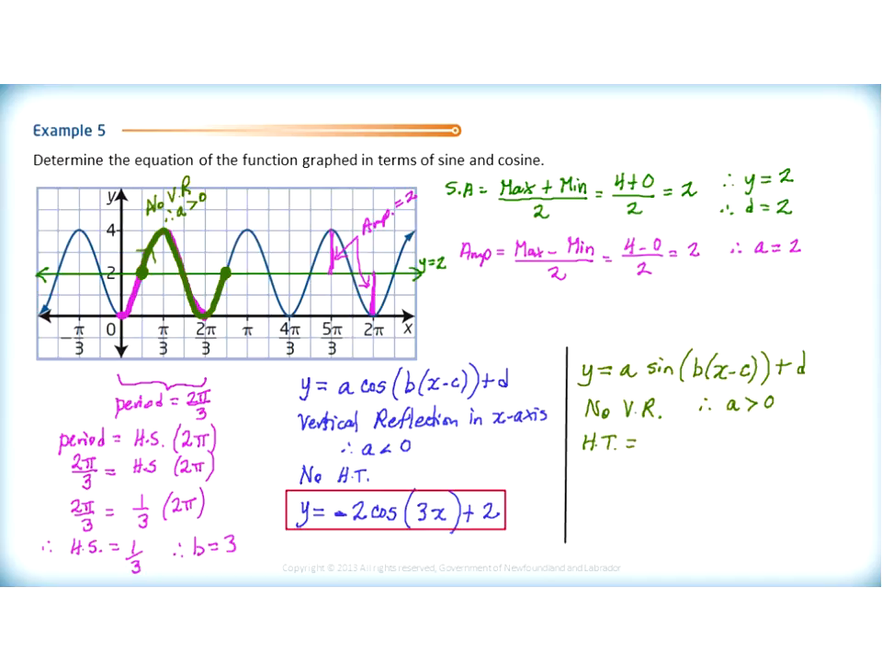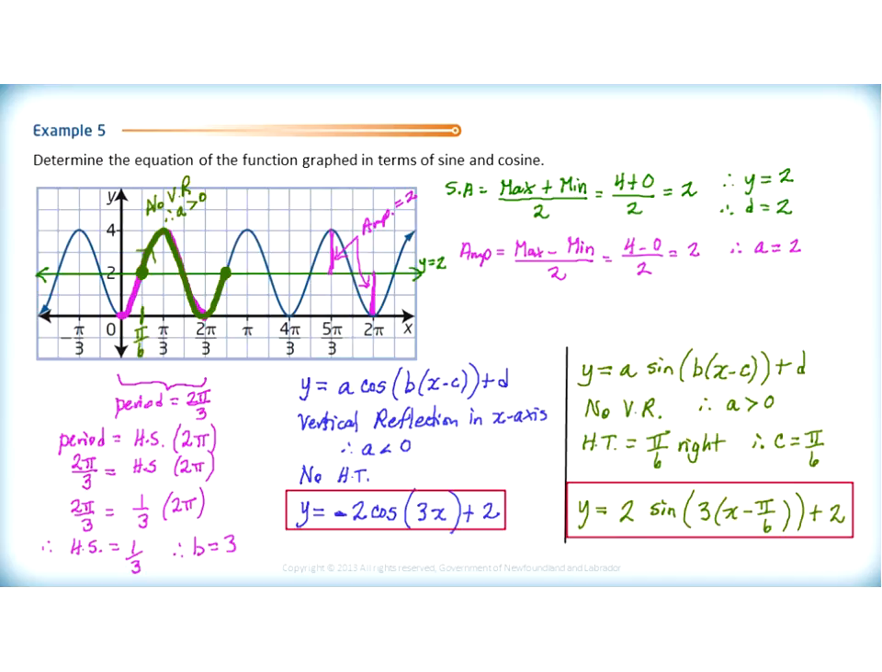And like I said, halfway between 0 and pi over 3 is pi over 6 units. So we have a horizontal translation of pi over 6 units to the right, which gives us the value of the parameter C to be pi over 6. So this equation then would be given by y equals 2 multiplied by the sine of the value of 3 times x minus pi over 6 because of your horizontal translation, and the value of d is equal to 2. So we add 2 at the end. And this is another equation that we can use in terms of sine.